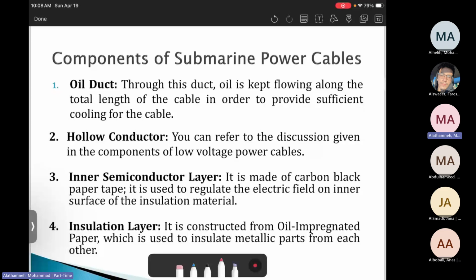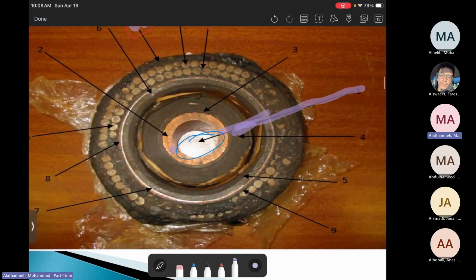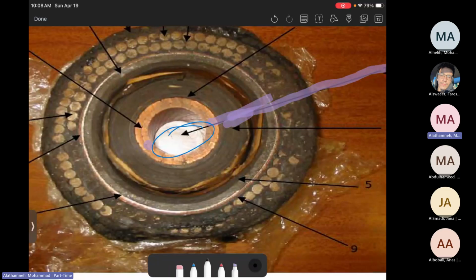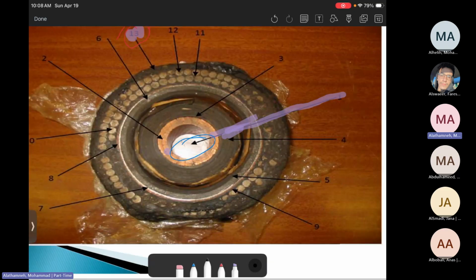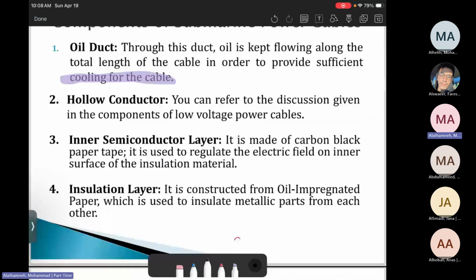Then again, here you will see oil ducts. What's the point of using the oil ducts? It is basically to provide cooling for the cable. Why the cooling? Because, as we know, when there is a current flowing in the conductor, there will be some losses. These losses go as heat, so this core will be heated. Then we need to make sure to cool it down. How can we cool it down? Using the oil, the oil ducts.